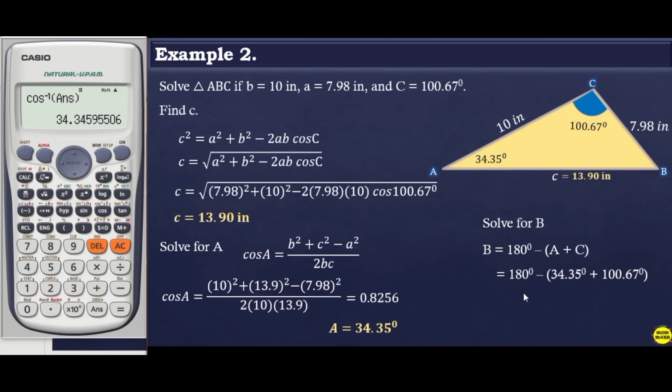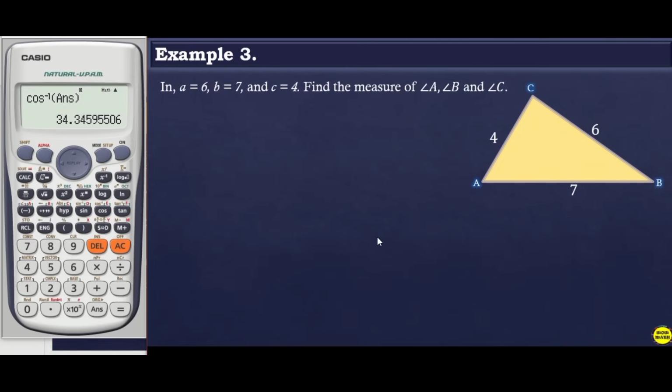So, ang makukuha po natin is C, angle C is equal to 44.98 degrees. So, pag chinek po natin ito, ang sum po niyang tatlong angles na yan ay 180 degrees. Let's have example number 3.